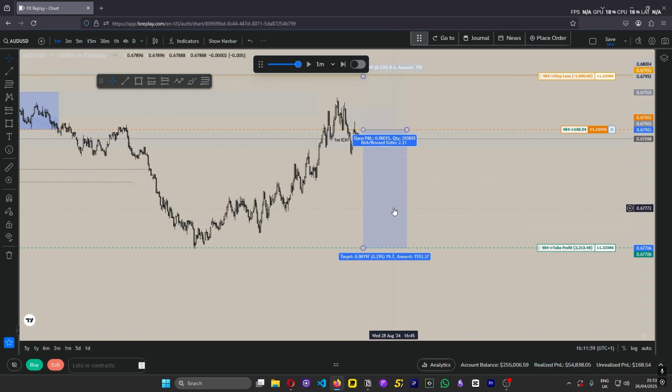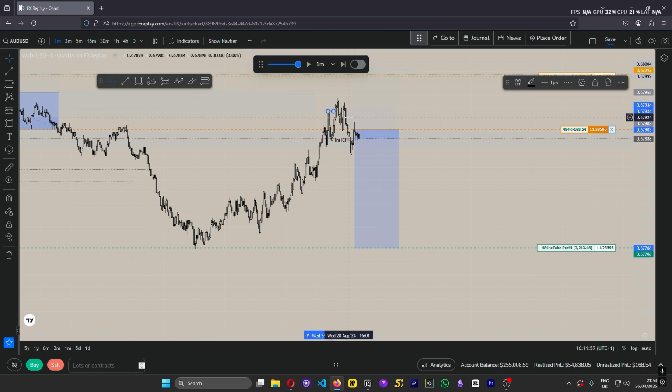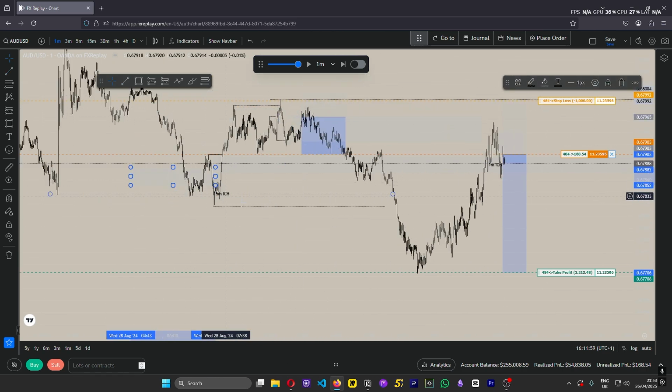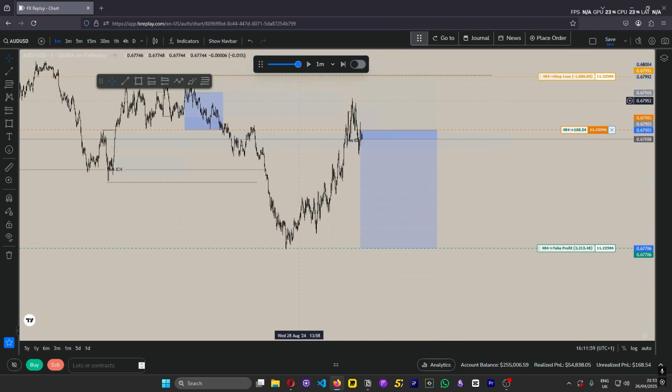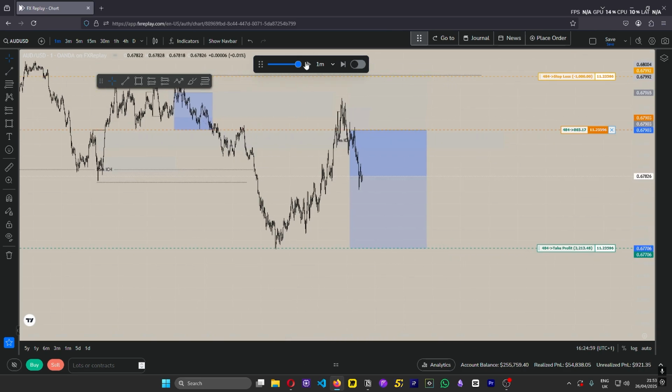So we get mitigation. This order flow shift happened. It's got imbalance. It was off an extreme zone. This is the weak structure all the way down there. Yeah, this looks about right to me.